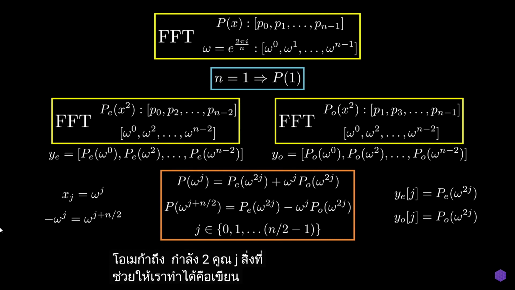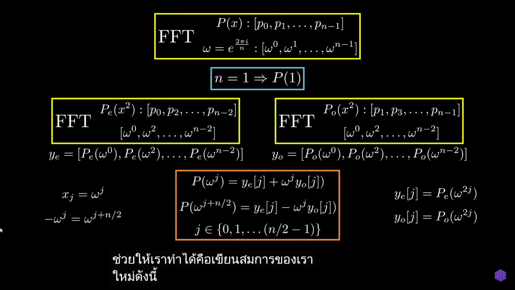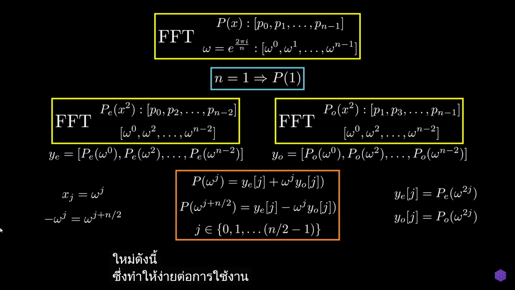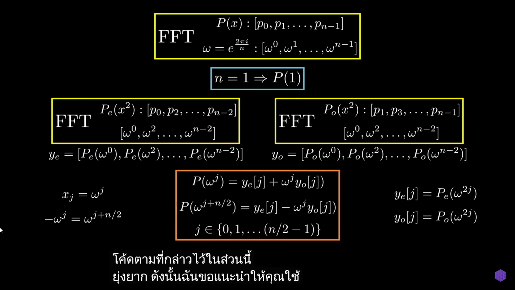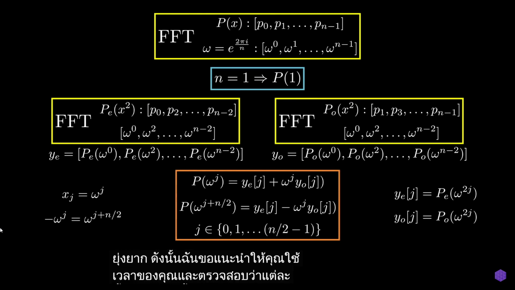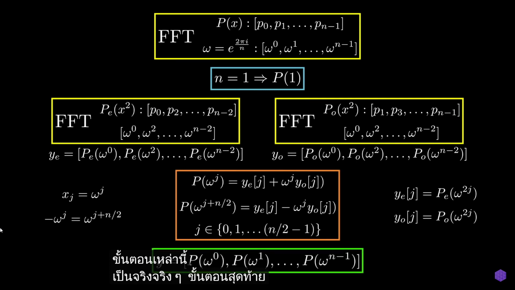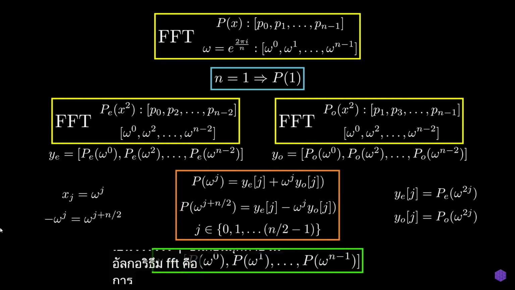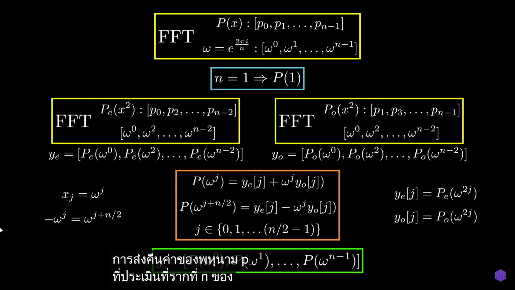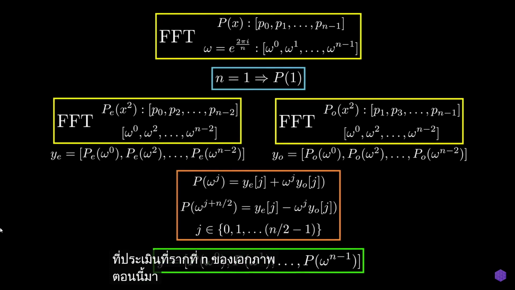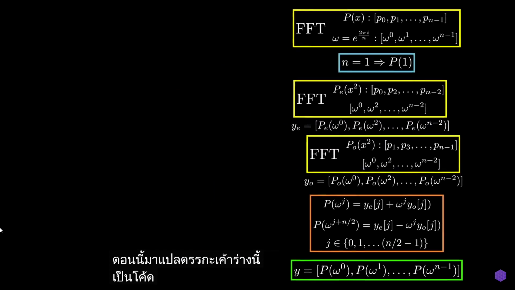What this allows us to do is rewrite our equations as follows, which makes it much easier to implement in code. As mentioned, this part is tricky, so I encourage you to take your time and verify that each of these steps is indeed true. The final step in the FFT algorithm is to then return the values of our polynomial p evaluated at the nth roots of unity. Let's now translate this outlined logic into code.